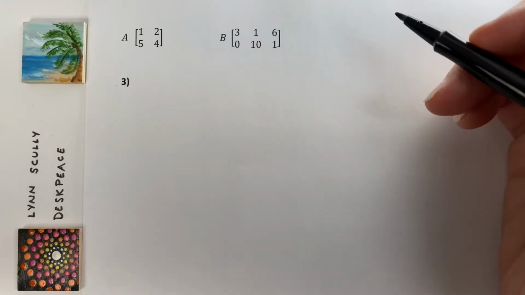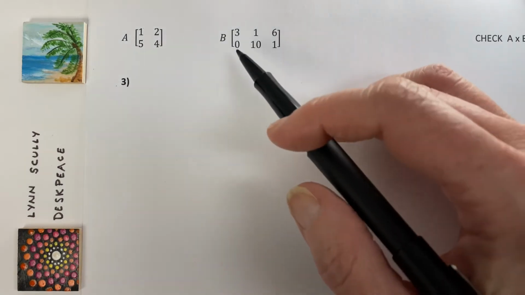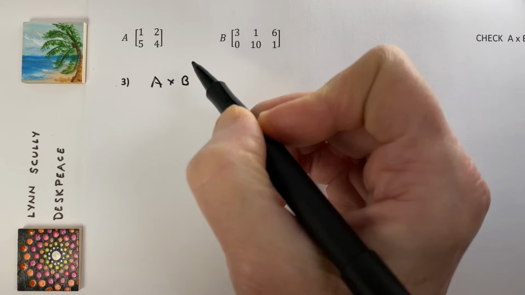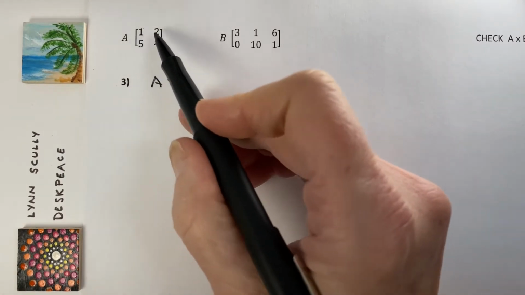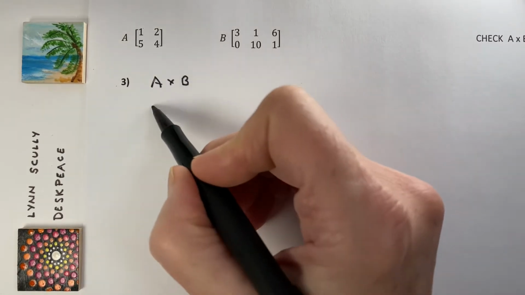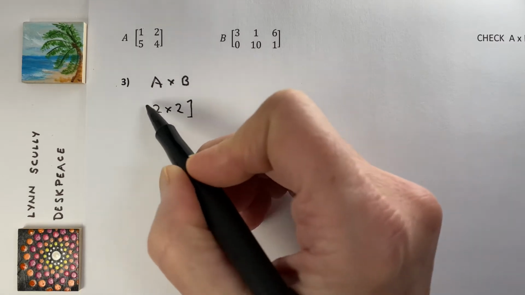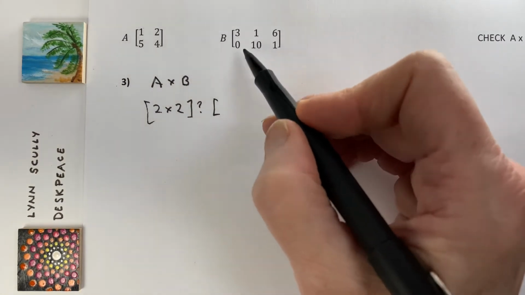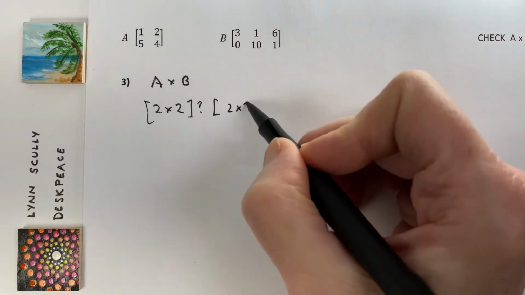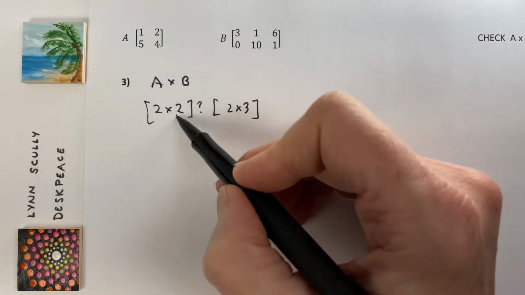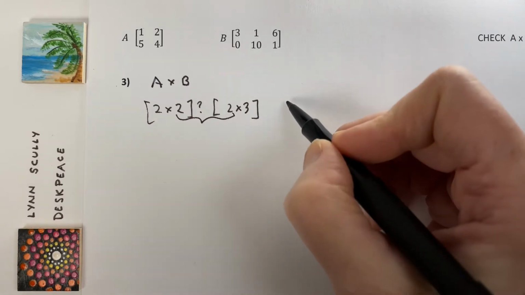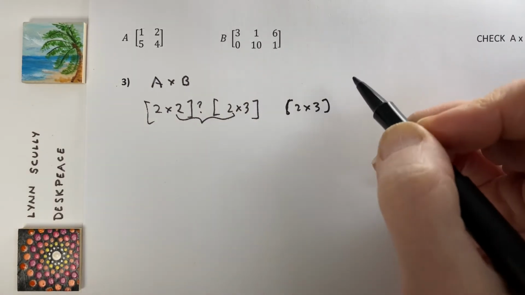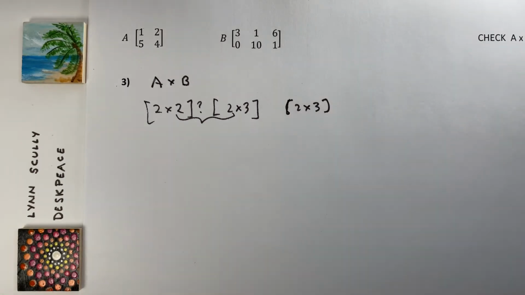So now I have matrix A and matrix B. I want to say, can I do A times B? So the dimensions of A are 2 by 2. Can that multiply by 2 by 3? 2 by 3. And yes, these match. So my resultant is going to be a 2 by 3. And let's do it.